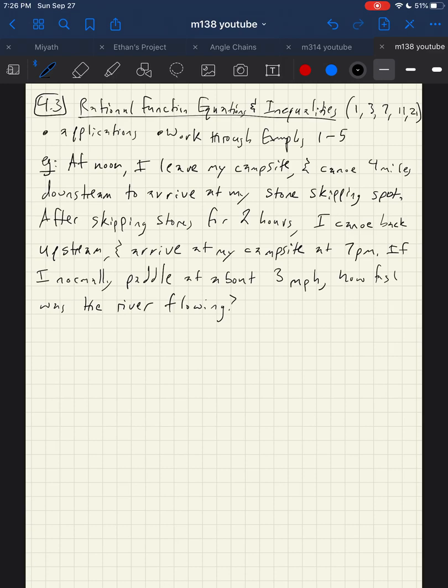So at noon, I leave my campsite and canoe 4 miles downstream to arrive at my stone skipping spot. After skipping stones for a solid 2 hours, so a really short amount of time in stone skipping time, I canoe back upstream and get back to my campsite at 7 p.m. If I can canoe at 3 miles an hour normally, how fast was the river flowing? So normally meaning like if I was just canoeing with no current.